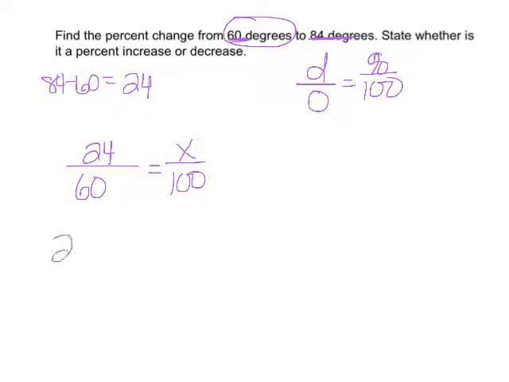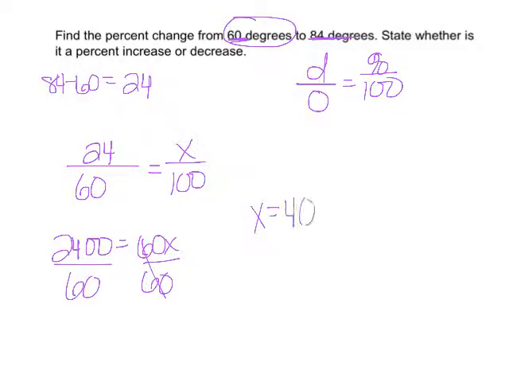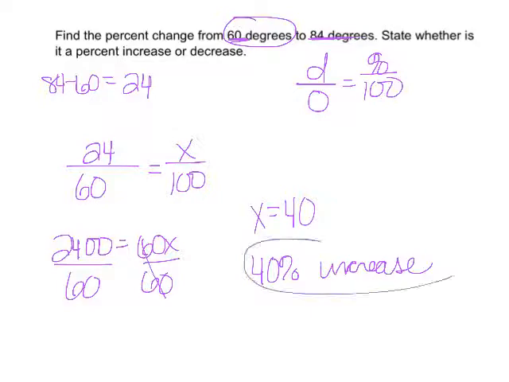So I'm going to have 2400 equals 60x. When I divide by 60 on both sides, I'm going to get 40. So x equals 40, so I have 40%. And since my percent is positive, I have an increase. So it's a percent increase.